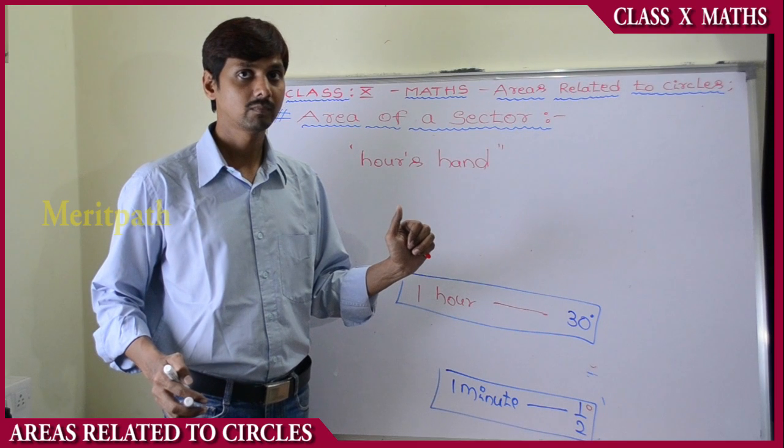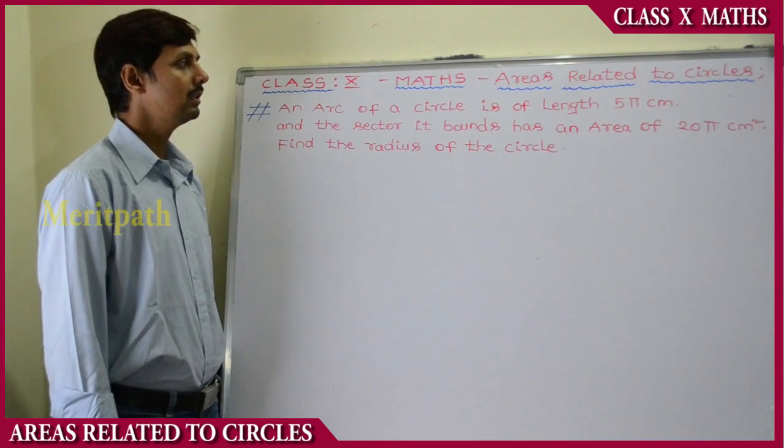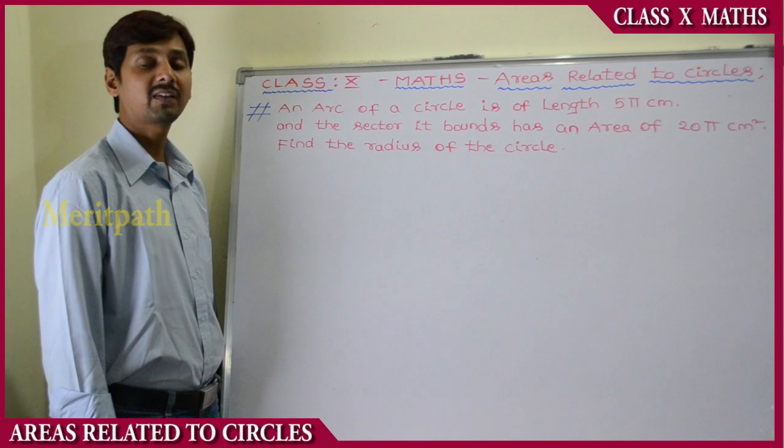An arc of a circle is of length 5 pi centimeters.